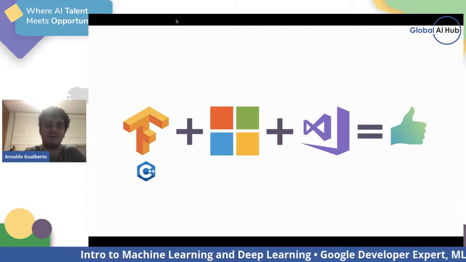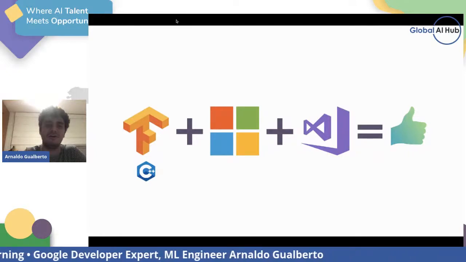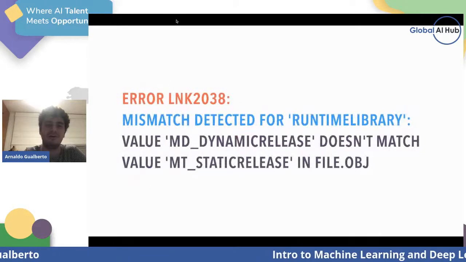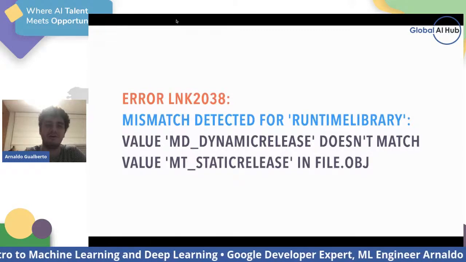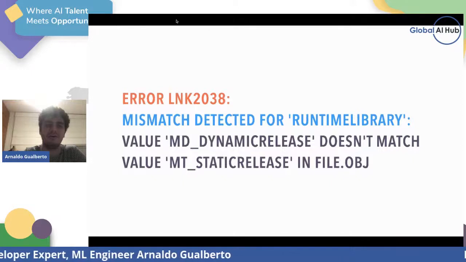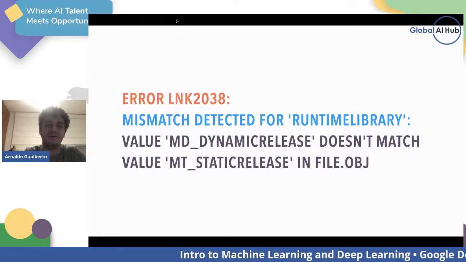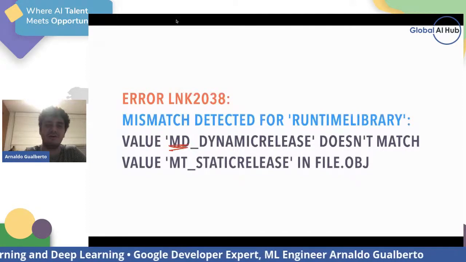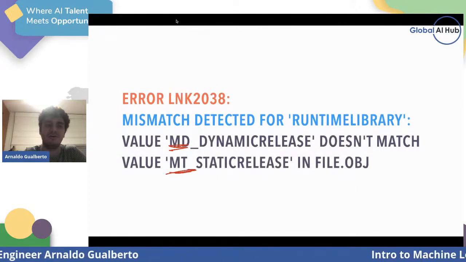So I thought to myself, okay. But when I tried to deploy our model in our system, it didn't work. It gave me that error. I didn't know what that error meant at that time, but we're going to talk about this now. Basically, you can see that it's saying that this MD dynamic release does not match with this MT static release. So what does it mean?